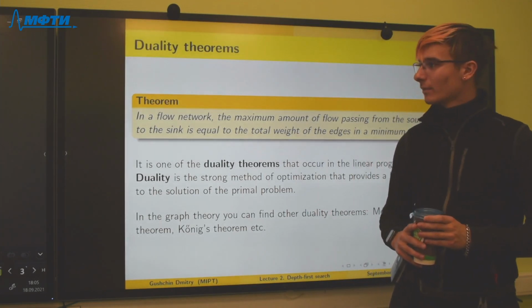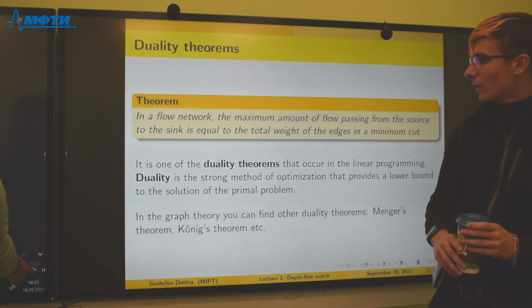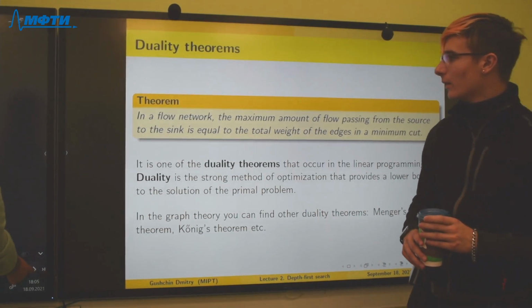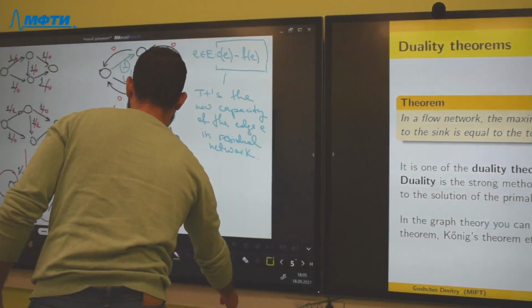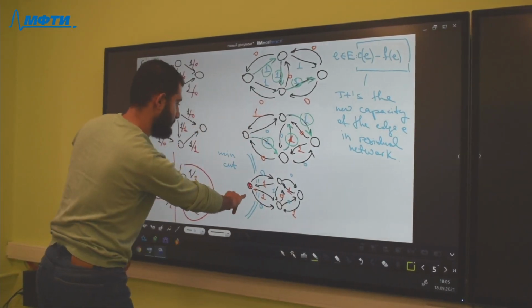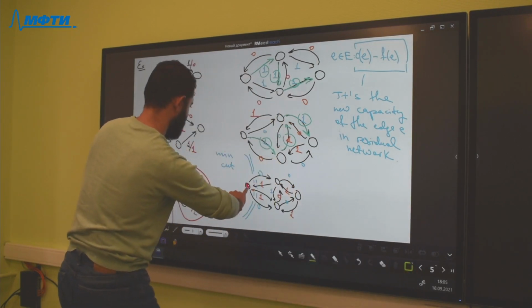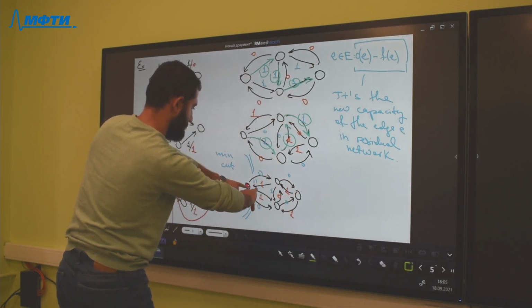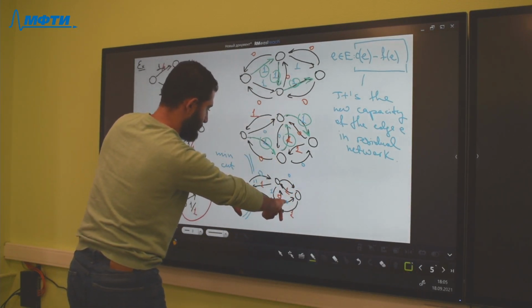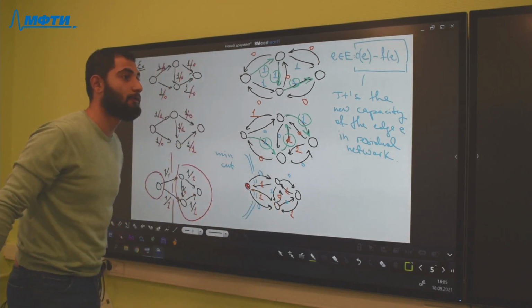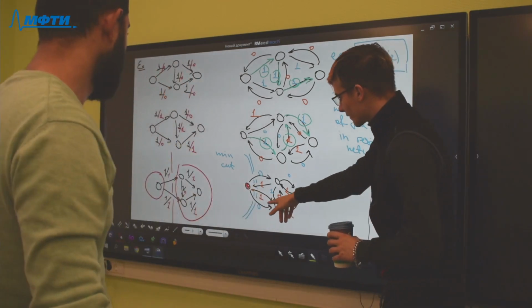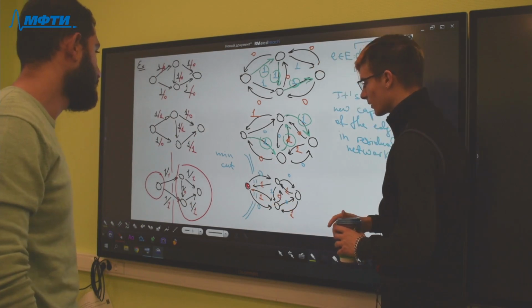From the source. Yep. I mean, yes, this one. From source to sink, it's not a path because the flow here is 0. Yep. Because capacities of these edges are equal to 0.